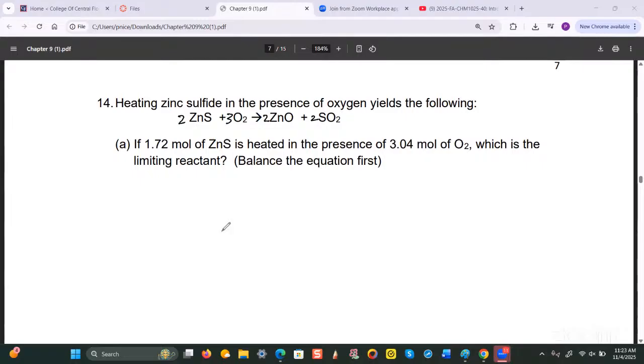So now that we have done that, the question says: if 1.72 moles of zinc sulfide is heated in the presence of 3.04 moles of oxygen, which is the limiting reactant? Based on the previous two questions, you should be able to tell me what to do with this one. So let me hear it. What's the next step?